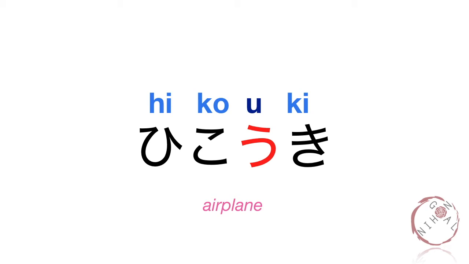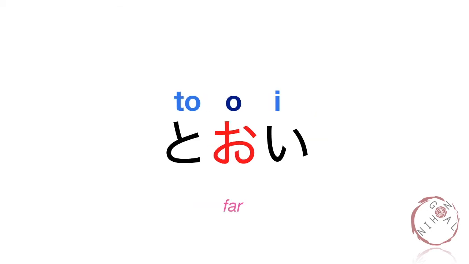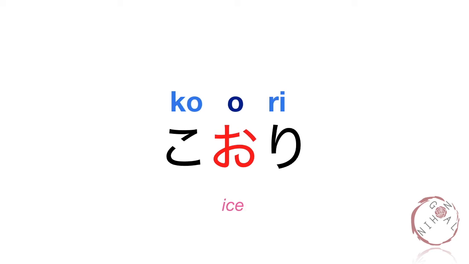Here are some examples. Hi, ko, u, ki, hikouki. Ko, u, ko, u, kou. Here is an example of a word using hiragana o. To, o, i, toi. Ko, o, ri, kori.